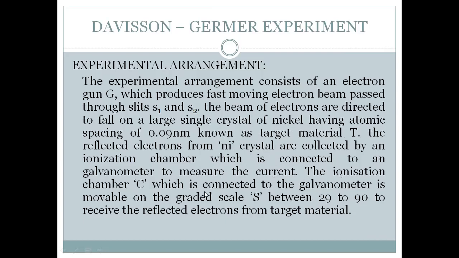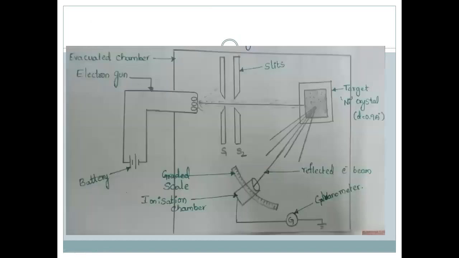And the ionization chamber, which is connected to the galvanometer, is movable on a graded scale S between angles 29 to 90 to receive the reflected electrons from the target material. This is the experimental arrangement as we can see on the screen. And we have to remember how the electrons are converted into current, because the electrons collected in the chamber will ionize the gases present in this chamber. Hence it is called an ionization chamber. After ionization, the current will be produced, which will be seen or recorded using a galvanometer.